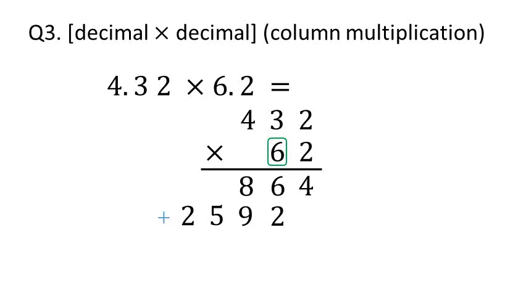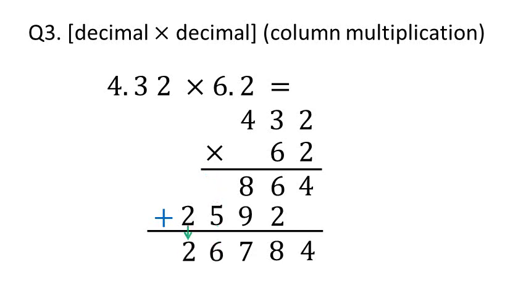Now we need to add them. 4 just moves down. 6 plus 2 is 8. 8 plus 9 is 17. So 7 moves down and 1 is carried over to the next digit. 1 plus 5 is 6 and 2 moves down. Now we need to deal with the decimal point.